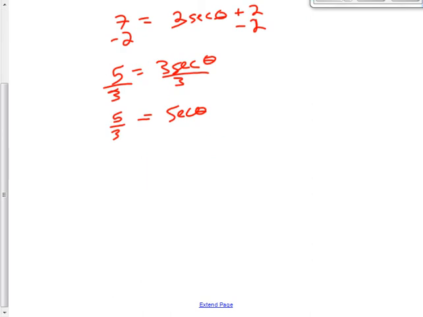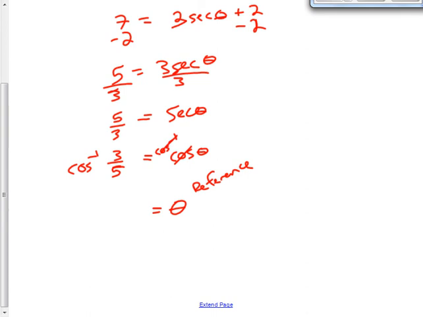We don't have an inverse secant button, but we do have an inverse cosine button. So if I know that the secant is equal to 5/3, I know that the cosine is equal to 3/5. So now I can do the cosine inverse of both of these. Cosine inverse and cosine are going to cancel, and I get my reference theta. It is actually equal to the cosine inverse of 3/5, which is 53.13.